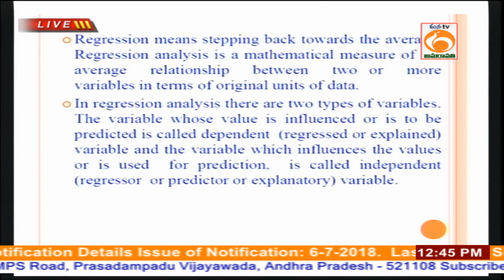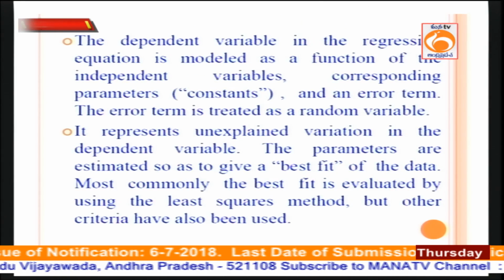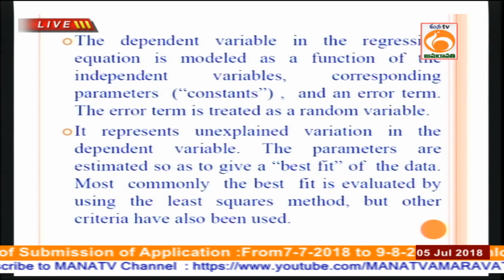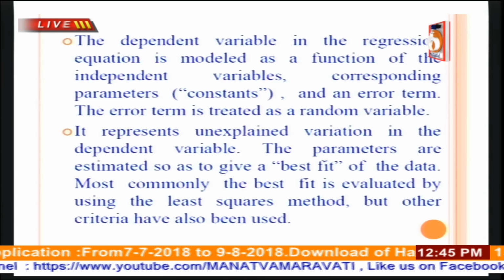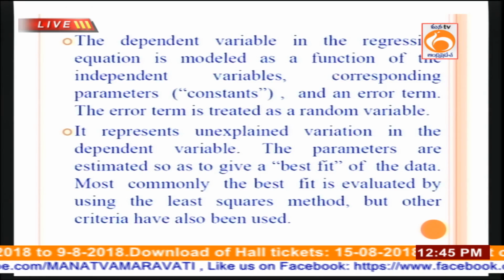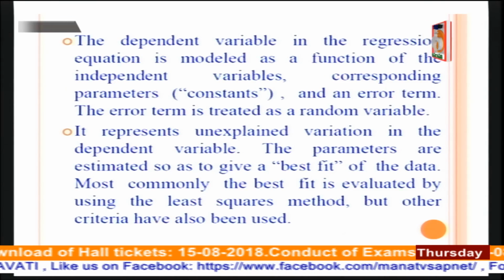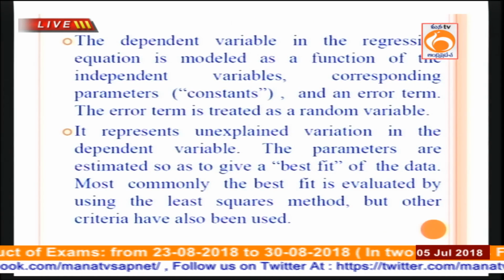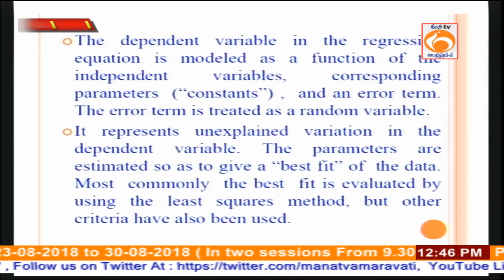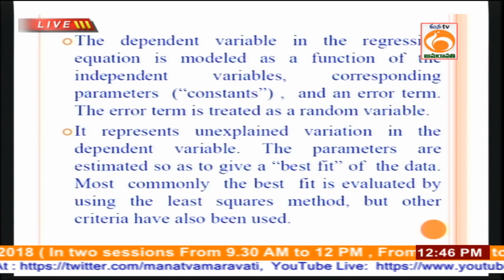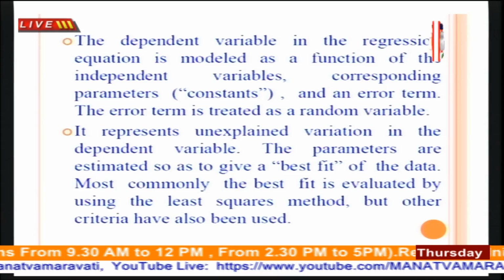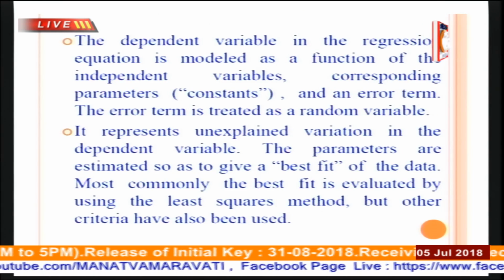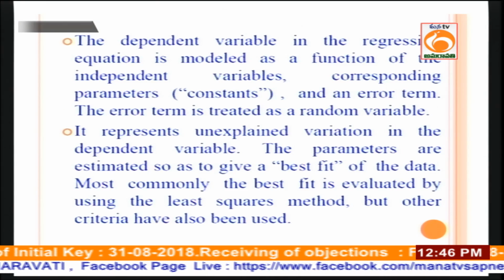So, there are two types of variables here. The dependent variable in the regression equation is modeled as a function of the independent variable. We have to construct the model with the help of curve fitting, the principle of least squares. Based on the principle of least squares, we construct the regression models. So, in the regression equation, one is the independent variable, the other is the dependent variable.